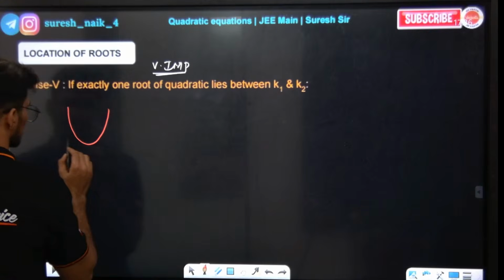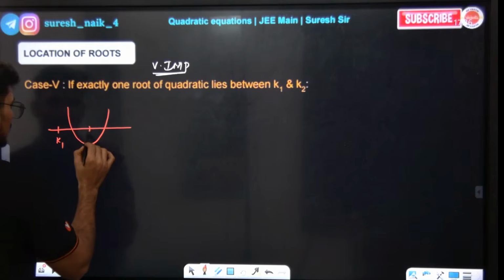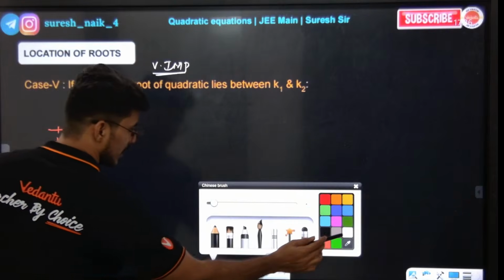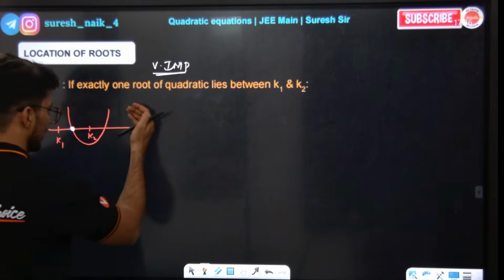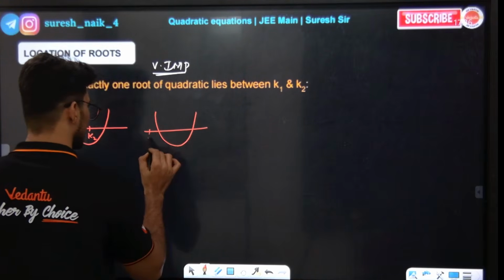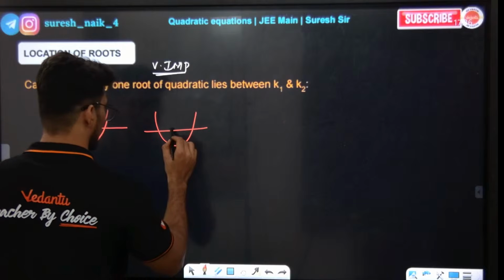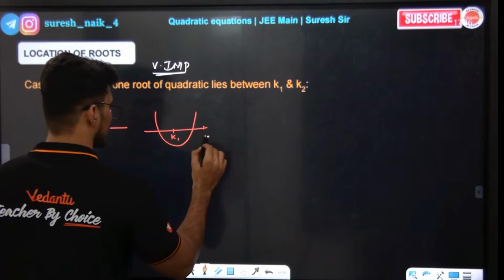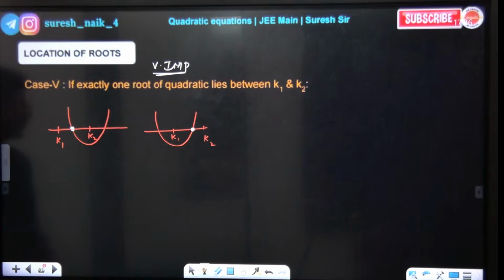K1 and k2 are numbers here. Let's say this is k1, this is k2. Check, whatever one root lies between k1 and k2. Is there a possibility? Sir, the graph can be even like this. This is k1, this is k2. Check: exactly one root lies between k1 and k2. Yes or no? Exactly one root lying between this.